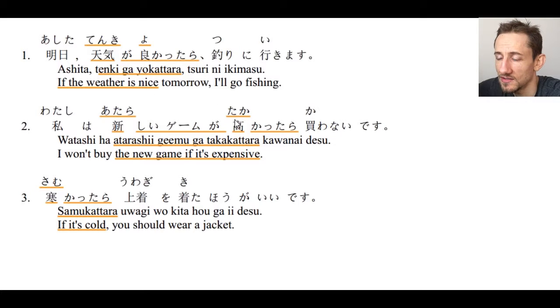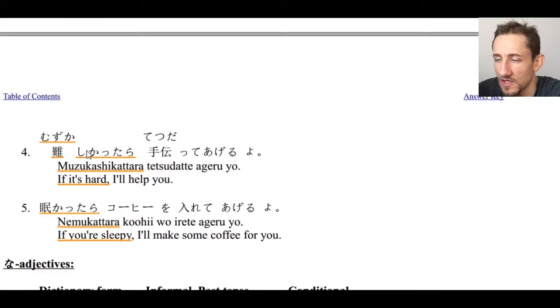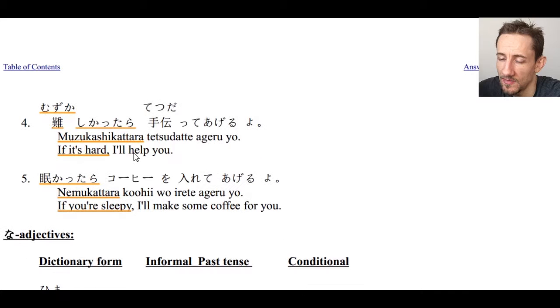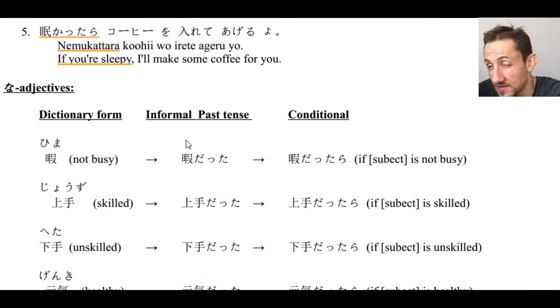新しいゲームが高かったら. If the new game is expensive. Number 3, 寒かったら上着を着た方がいいです. If it's cold, you should wear a jacket. 寒かったら. Number 4, 難しかったら手伝ってあげるよ. If it's hard, I'll help you. And number 5, 眠かったらコーヒーを入れてあげるよ. If you're sleepy, I'll make some coffee for you. 眠かったら, if you're sleepy. And that's our i-adjectives.